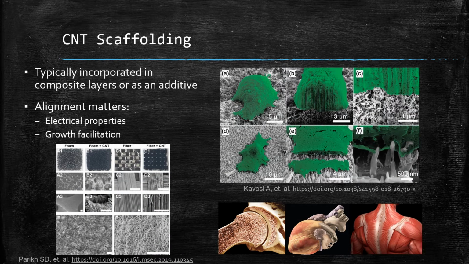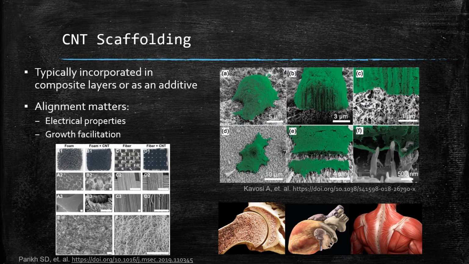CNT has been found to be a good scaffolding material to differentiate and proliferate bone, cardiac, and muscular cell tissues. It has also been explored for neuronal tissues due to its electrical charging ability, but prostheses are limited by long-term cytotoxicity. Typically, CNTs are incorporated in composite layers or as additives to polymers because of the good properties that can be achieved with small dispersed concentrations.